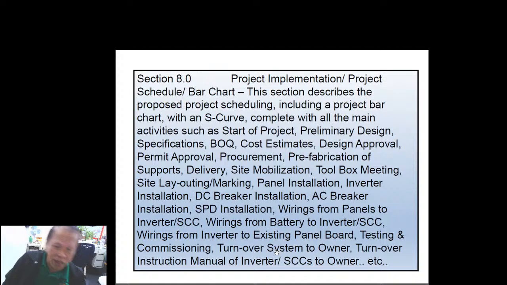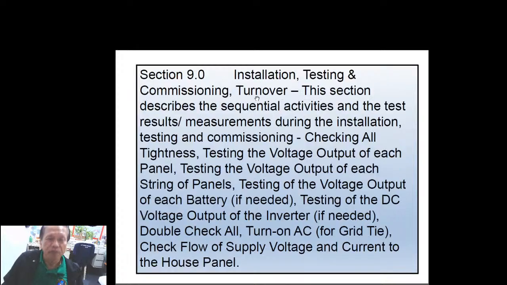Papakita mo gumagana, ma'am, sir. Ito na po. Turnover instruction manual. So, meron ka dapat instruction manual ng mga fan, mga piyesa. Diba? Or charge controller and to the owner. Yan. Section 8 yan. Section 9.